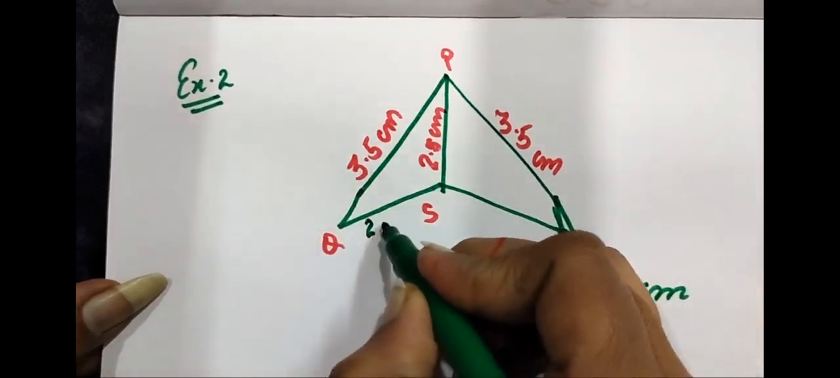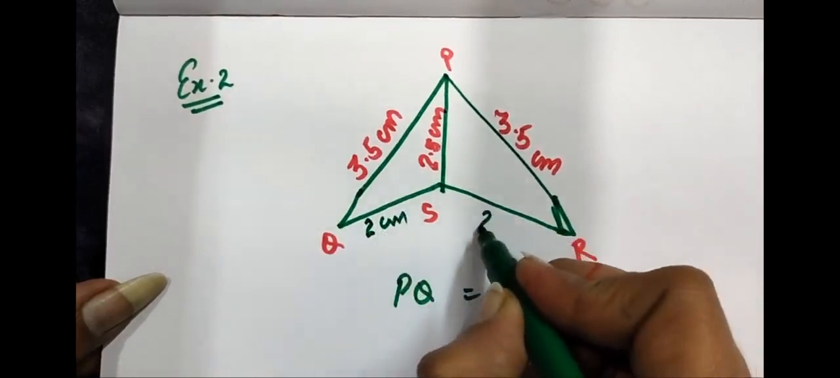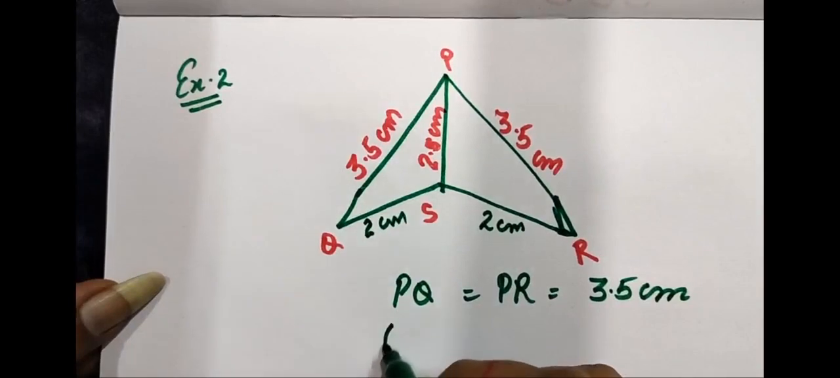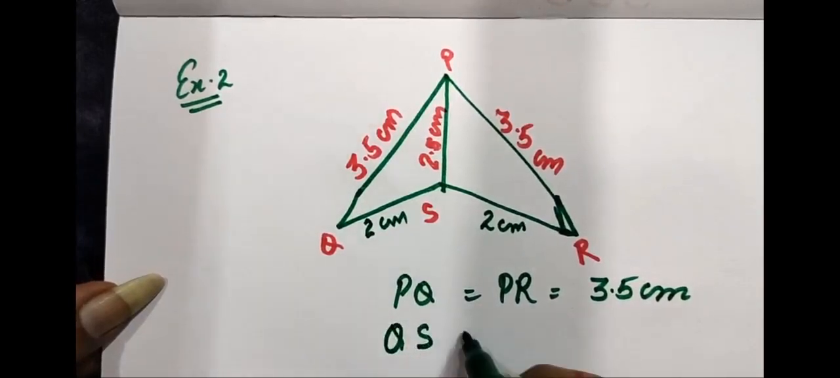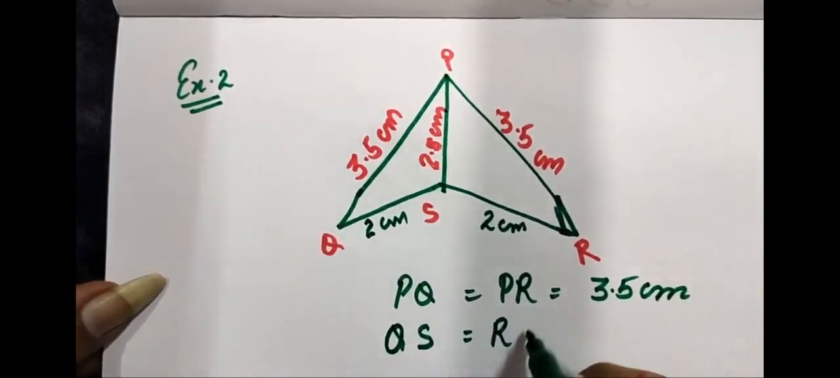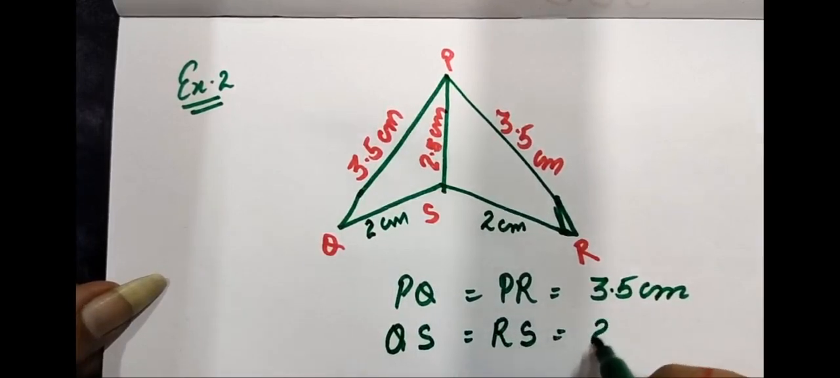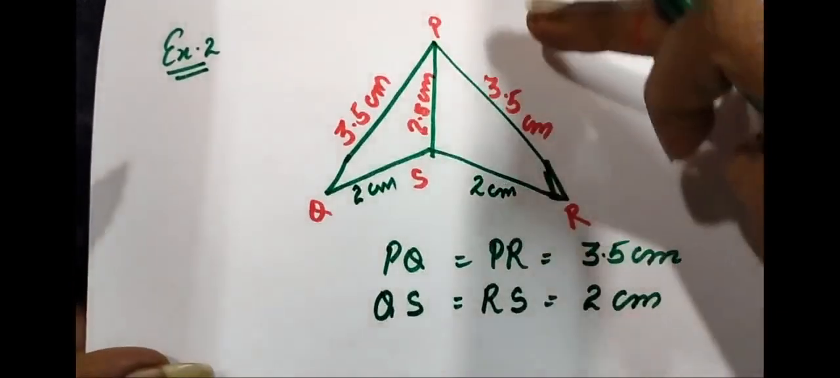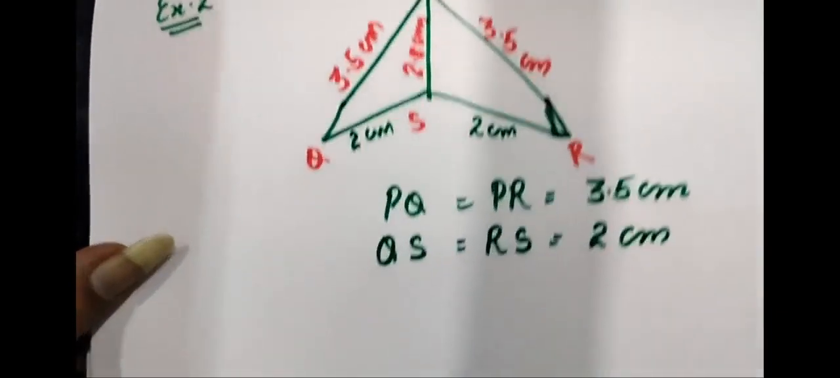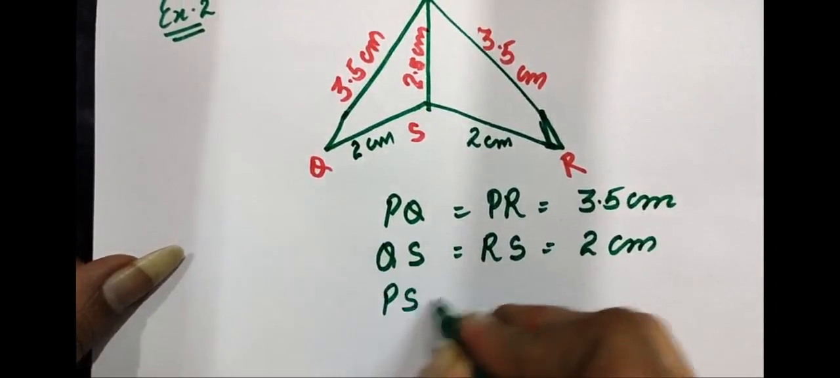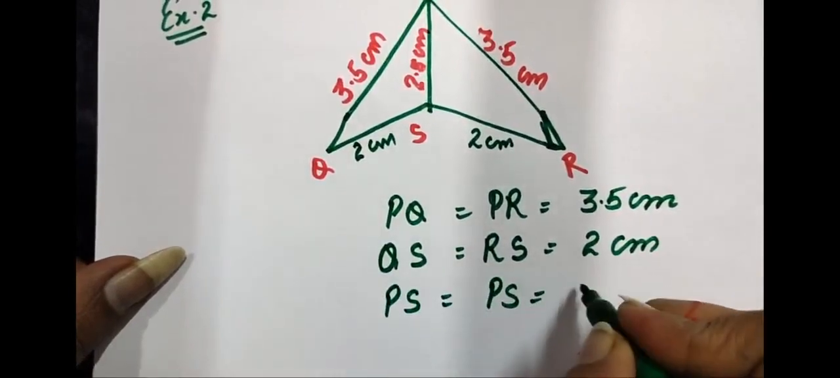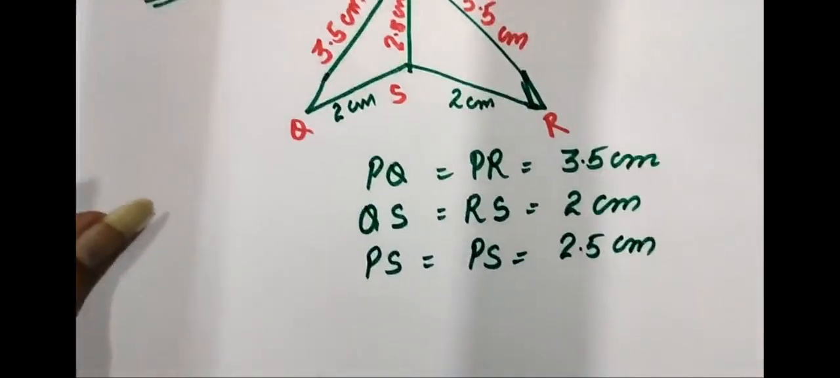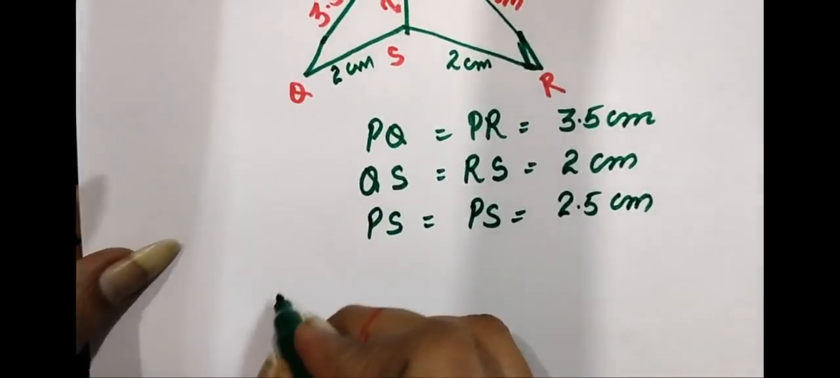So here QS is given 2 centimeter. This is also 2 centimeter. So we can write down QS is equal to RS. This is 2 centimeter. Right. And the third one is PS, which is common side. So here we'll write down PS is equal to PS, which is equal to 2.5 centimeter. So all the 3 sides are equal. So we can say that yes, these triangles are congruent by SSS.